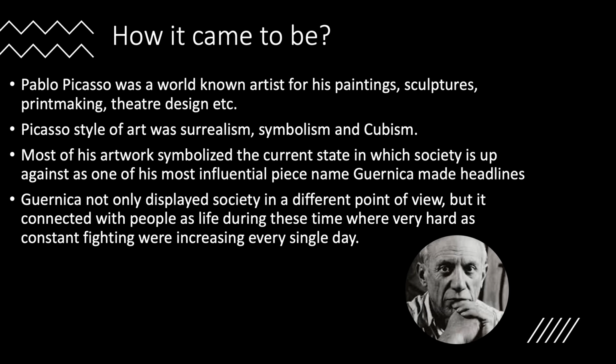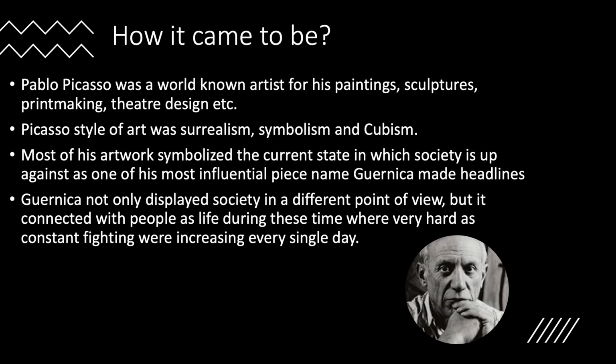Pablo Picasso was a world-known famous artist for his paintings, sculptures, printmaking, and theater design. Picasso's style of his art was based off of Cubism, Surrealism, and Symbolism. Most of his artwork symbolized the current state in which society is up against, one of his most influential pieces being named Guernica, which made headlines during the time.